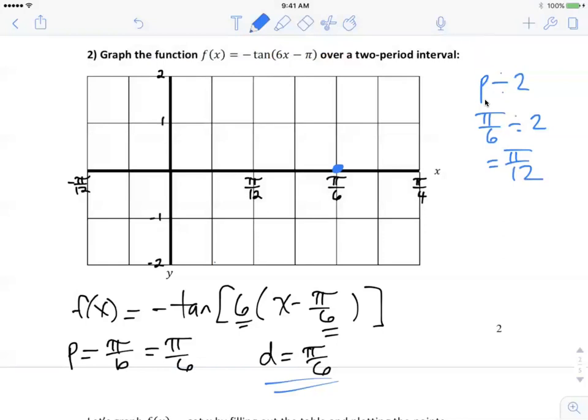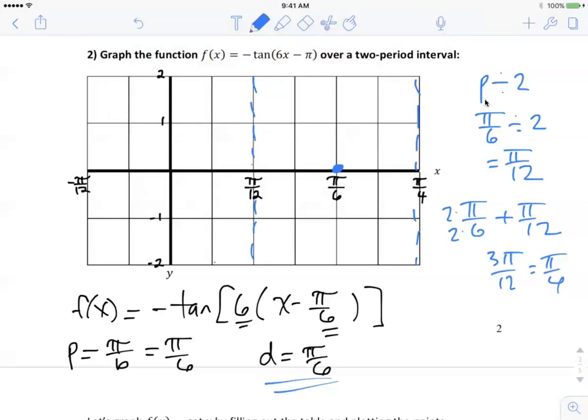If I add pi over 6 to pi over 12, right, that should be an asymptote to the right, which, if I get a common denominator, is going to be 3 pi over 12, which is pi over 4. That's why I have it all labeled there. There's your asymptote. Okay, and then the other one, if I subtract, I'll get pi over 12. There's your other asymptote. Okay, so now I can start to see my graph appear.